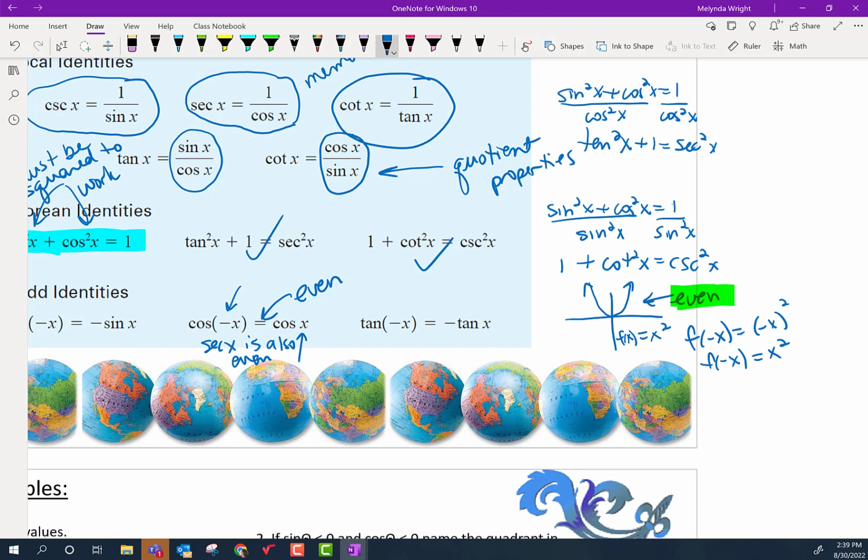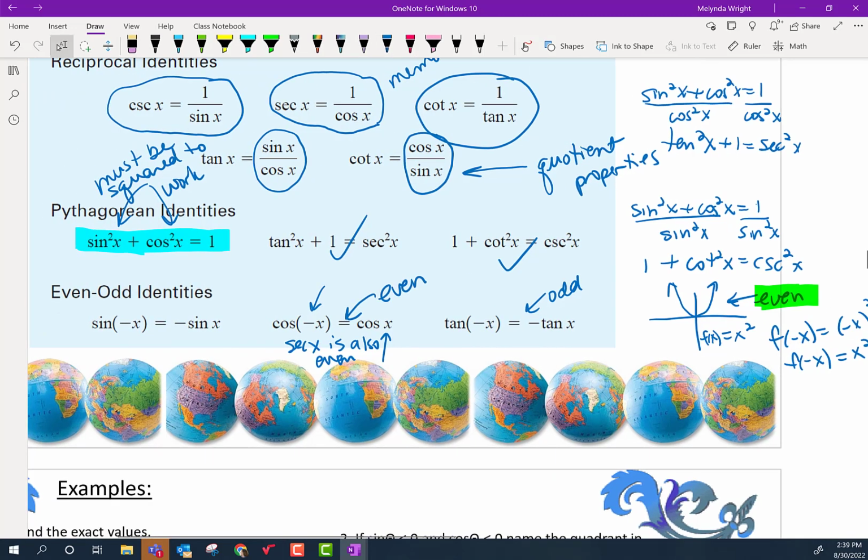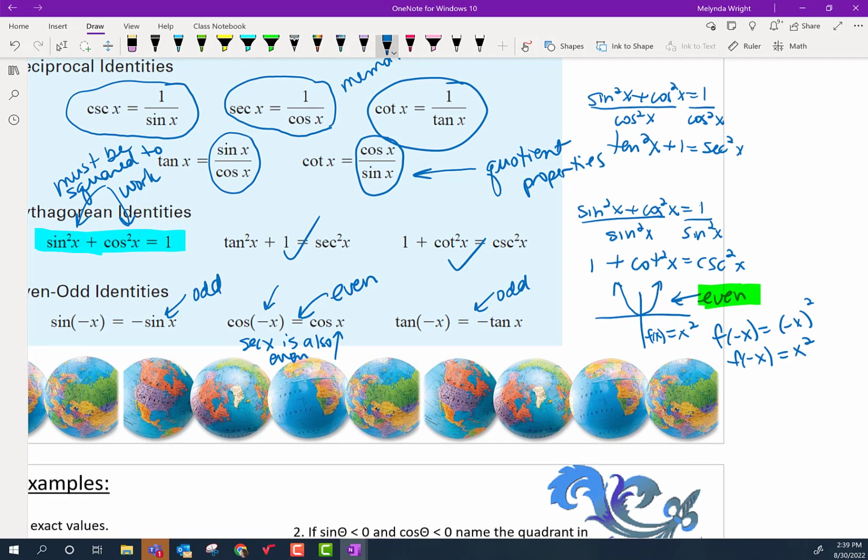All the other trig functions are odd. So you can see tangent is odd, because when you plug in a negative x, you don't get the same thing you started with. You get the opposite of what you started with. You get a negative tangent. Sine is odd. When you plug in a negative x, you don't get the same thing you started with. You get the opposite of what you started with. So that's just a little refresher on even and odd.